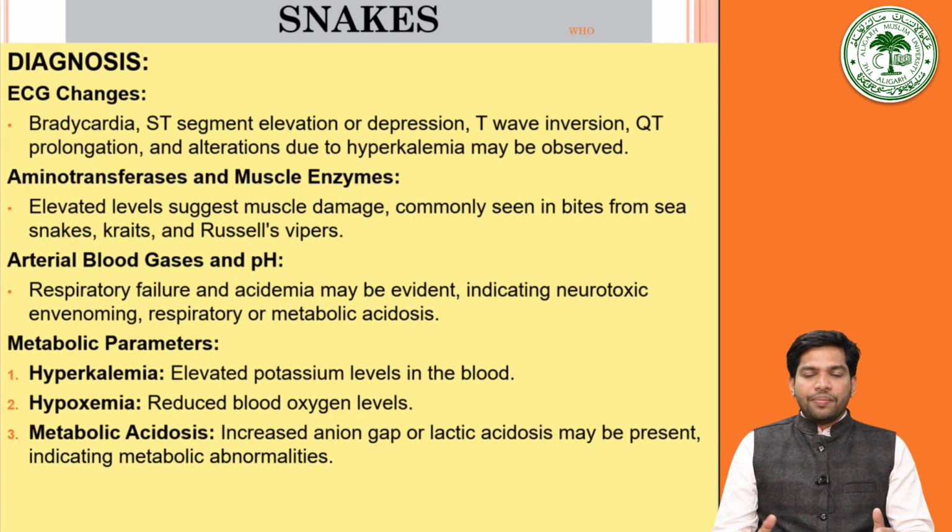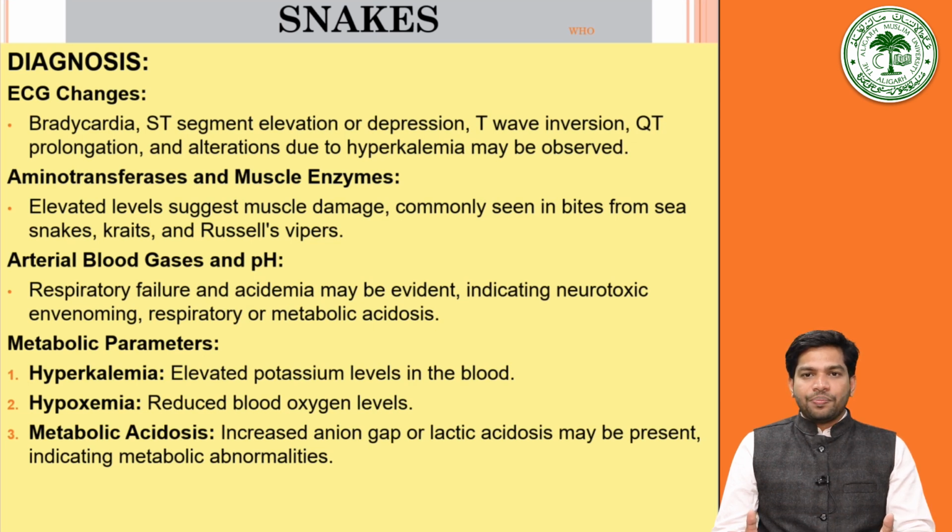Then apart from the hematological changes, we may look for other changes like ECG. ECG may show bradycardia, ST segment elevation or depression, T wave inversion, QT prolongation, and alterations due to hyperkalemia. Then aminotransferases and muscle enzymes may be elevated, which suggests muscle damage, commonly seen in bites from the sea snake, krait, and Russell's viper.